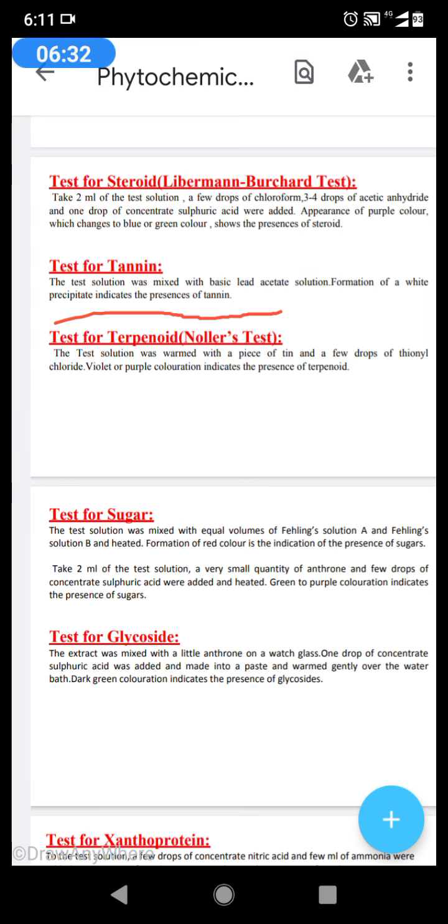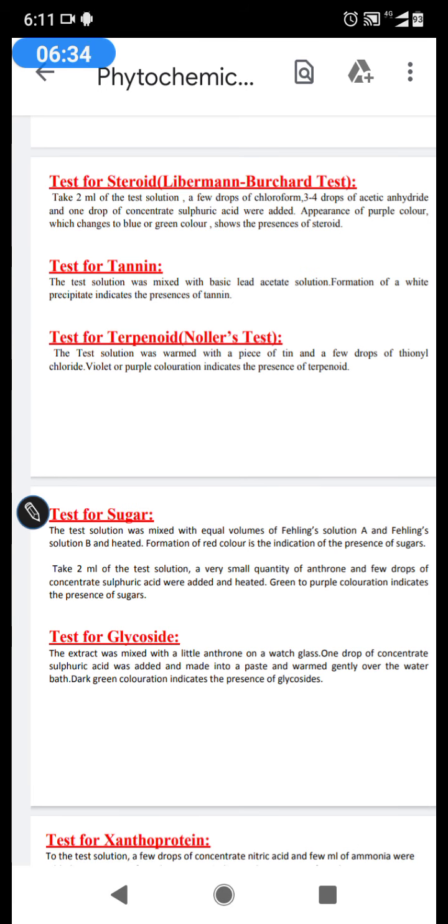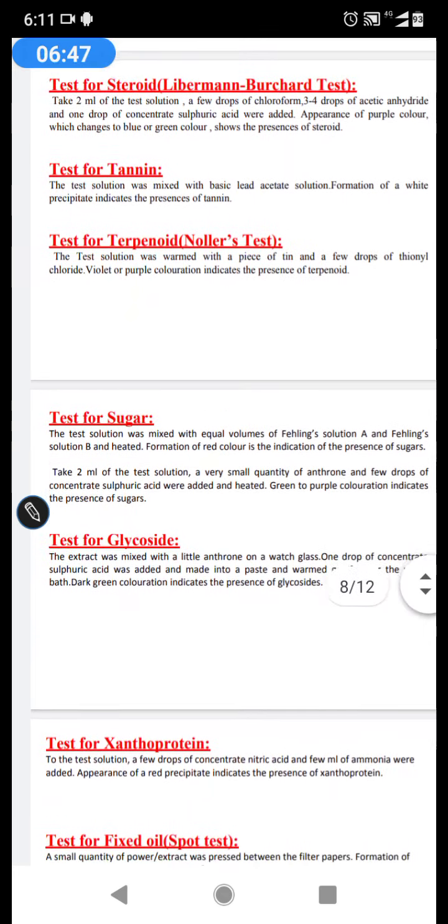Okay. And next one, the test for terpenoids. Noller's test. Take a test solution and add a piece of tin and a few drops of thionyl chloride, and a violet or purple color indicates the presence of steroids.